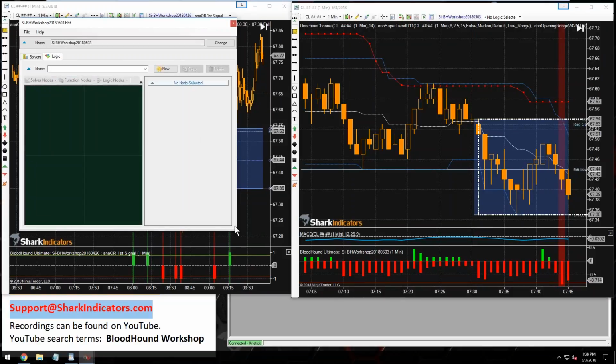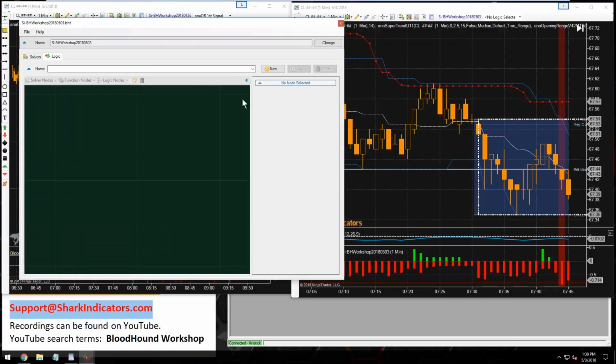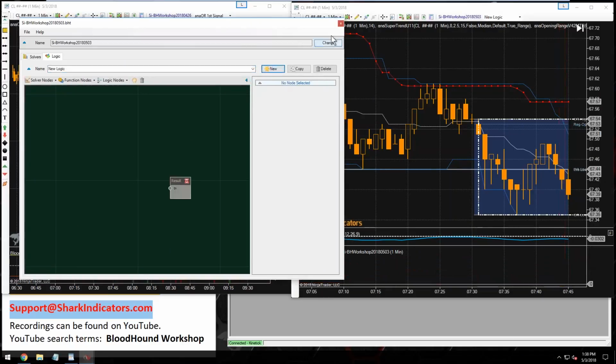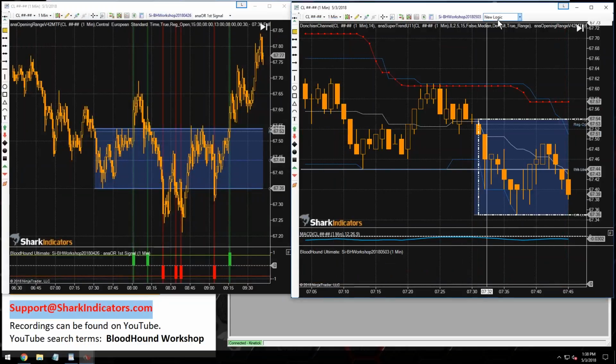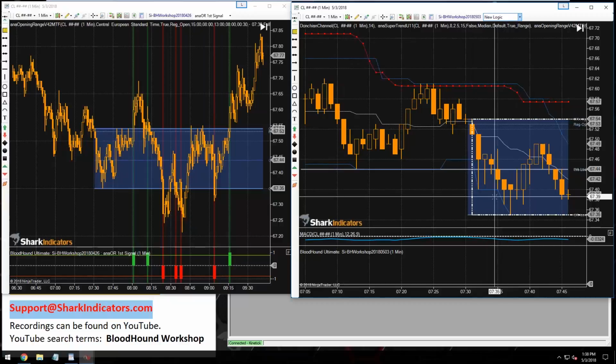Let me disconnect this here. Let me just start a new logic template that has nothing in it. There you go. That removes all the BloodHound stuff. So now we know that while the range is building, there's not going to be any breakout, so we don't have to worry about that. That's a good thing.